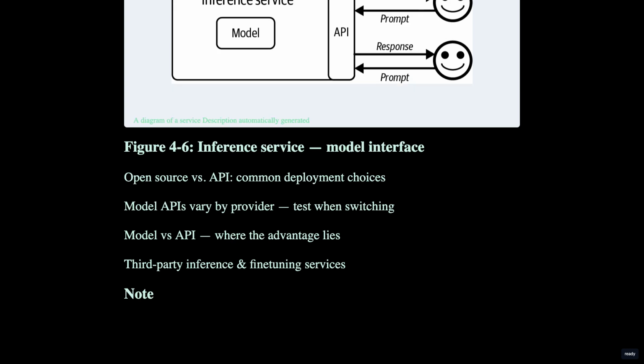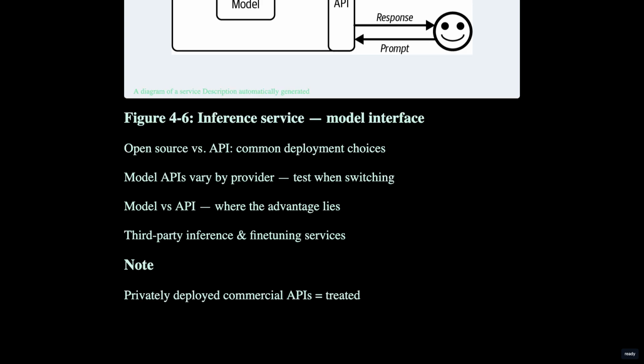This is an important note that highlights a specific caveat before we continue. Pay attention to this detail because it affects how you'll apply the next steps. Some commercial API vendors can deploy their services inside your private network or cloud. In this lesson, we treat those privately deployed commercial APIs the same way as self-hosted models, since the operational, security, and compliance concerns are effectively the same.